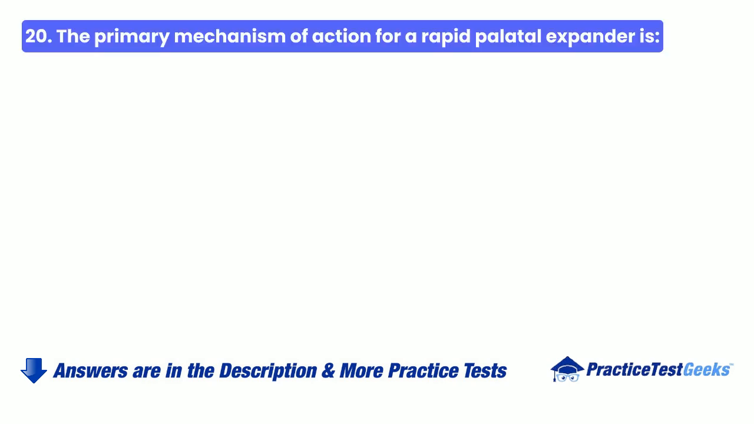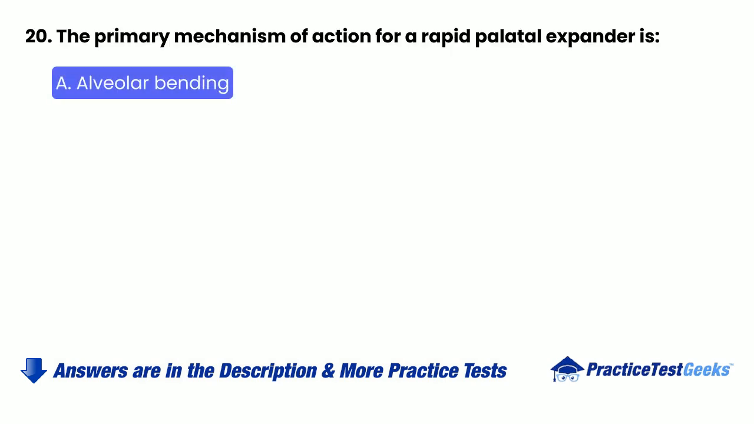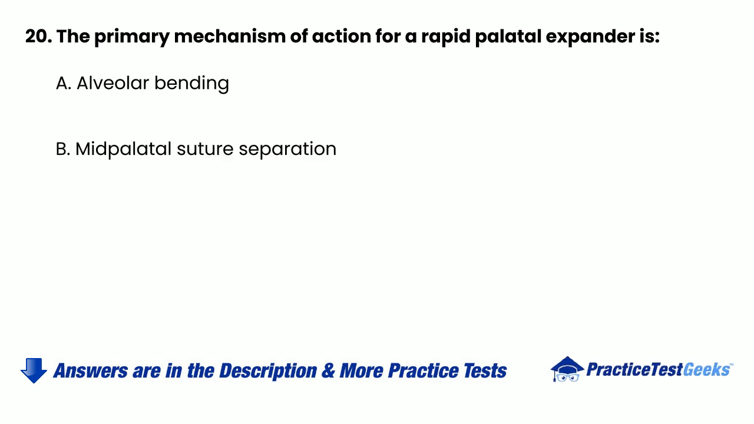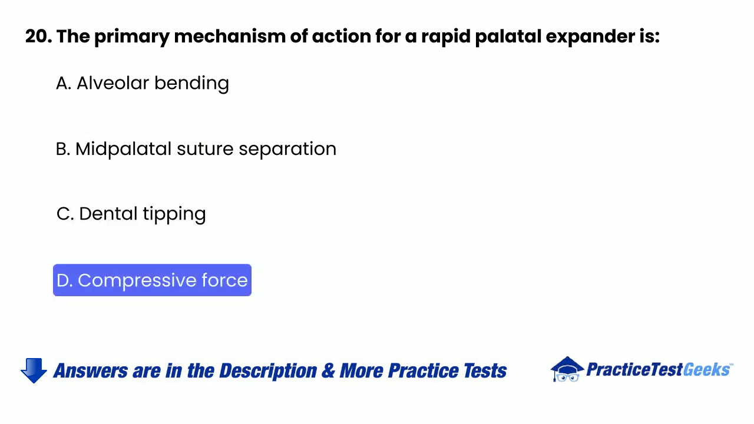20. The primary mechanism of action for a rapid palatal expander is: A. Alveolar bending. B. Midpalatal suture separation. C. Dental tipping. D. Compressive force.